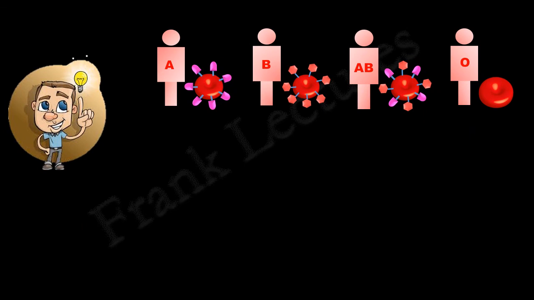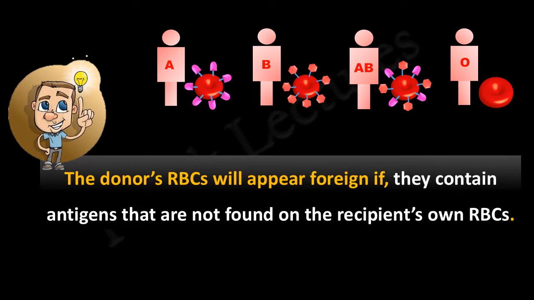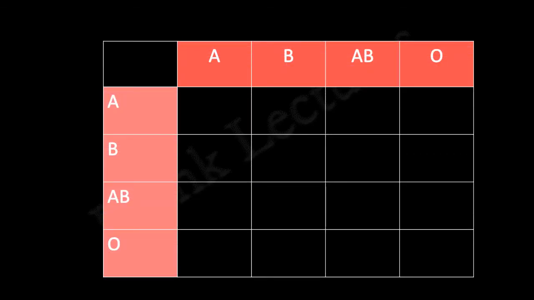Keep in mind, the donor RBCs will appear foreign to the immune system of recipient if they contain antigens that are not found on their own RBCs. Therefore, blood types having antigen which is not found on recipient's RBCs cannot donate blood to that recipient. Let's draw a table. The top row represents the blood types of donor. The left column represents the blood types of recipient.